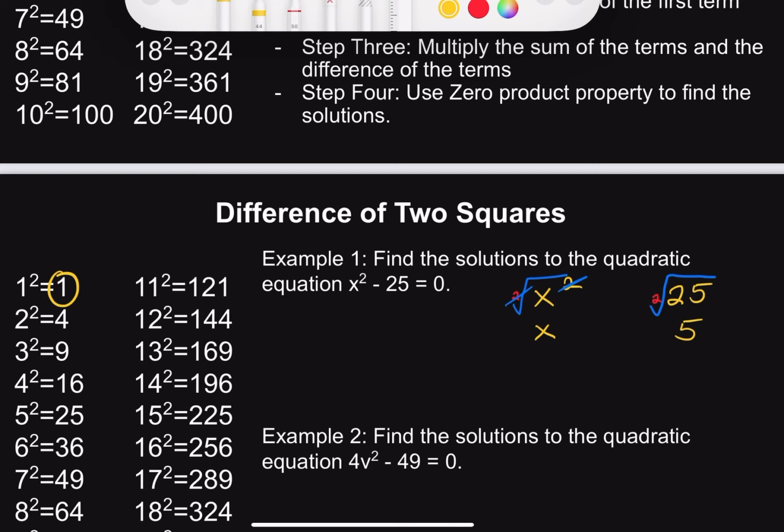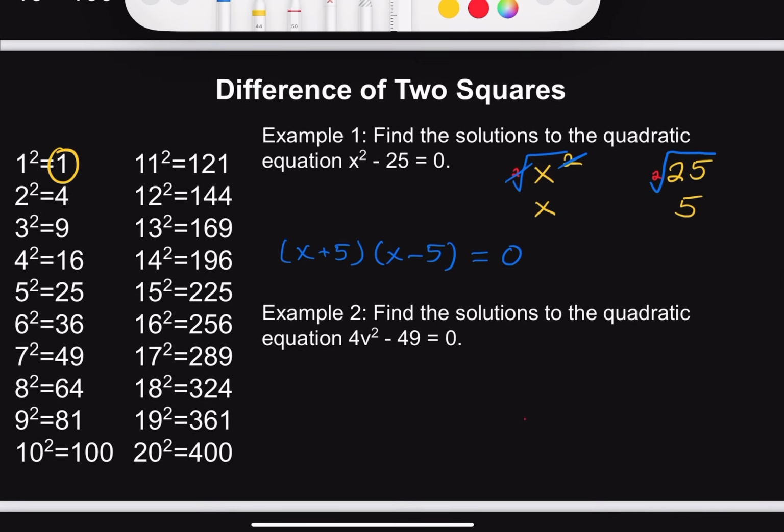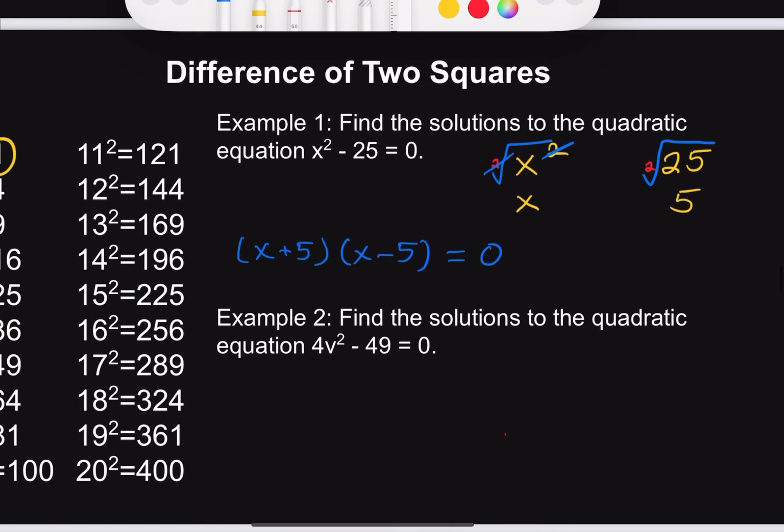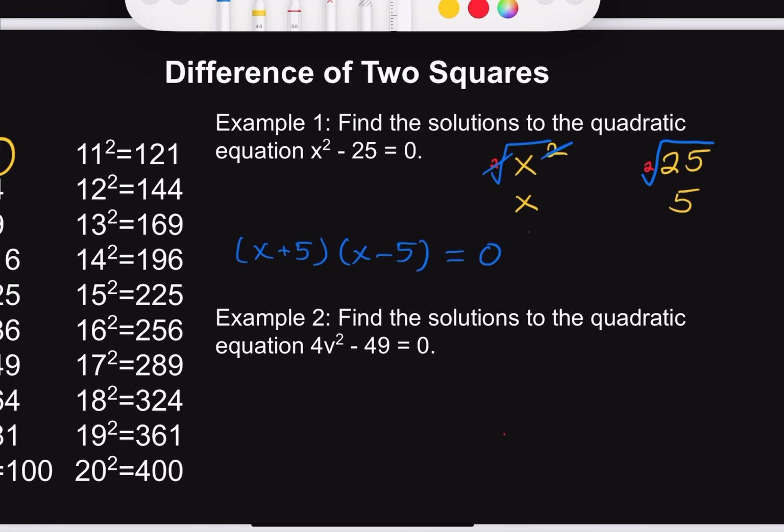Now, step 3 says multiply the sum of the terms and the difference of the terms. Let's go ahead and do that. Let's multiply the sum of those two terms, so x plus 5, with the difference of the terms, x minus 5, and set it equal to 0. Step number 4, use the zero product property to find the solutions. Now we can utilize the zero product property by setting both pieces equal to 0 and solving for x.